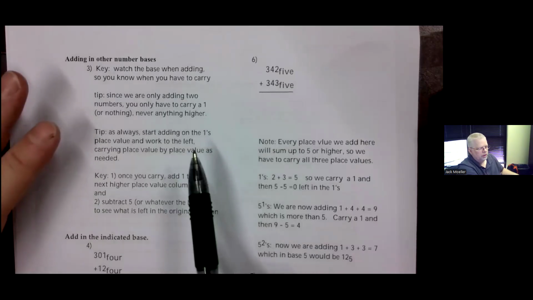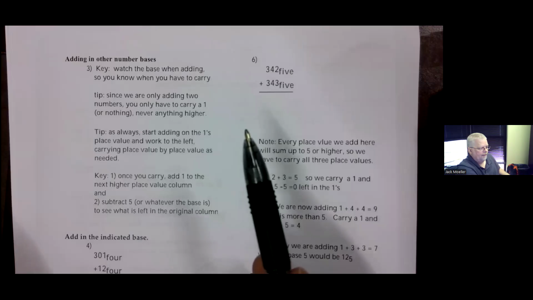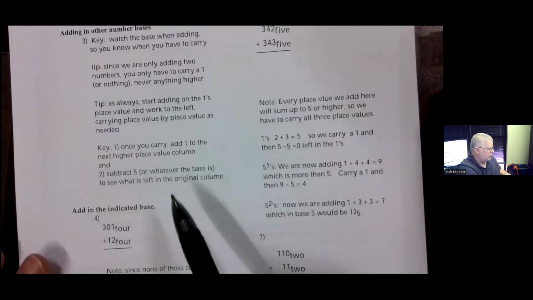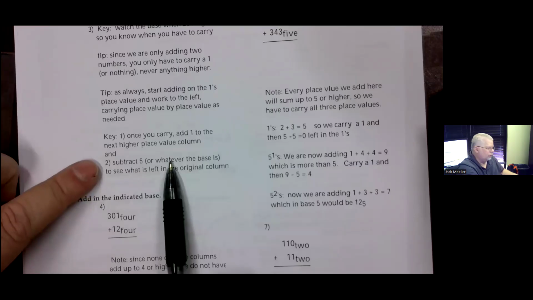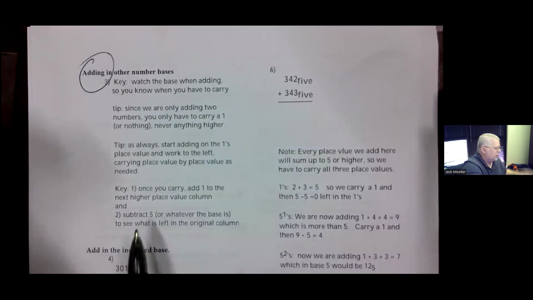So this works just like with normal addition. Start on the right, work your way to the left. And if we do have to carry, the reason is that when you're adding, once your sum hits the base or higher, that's when you have to carry 1 over. And then what you have left in that column is the sum minus your base.